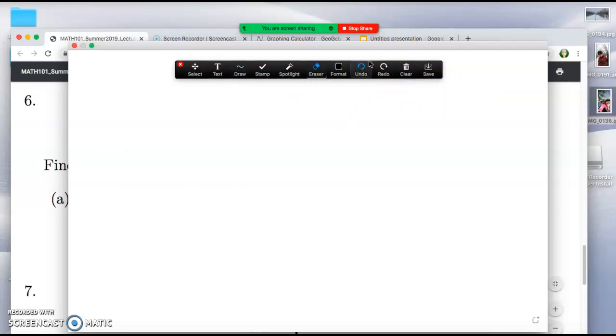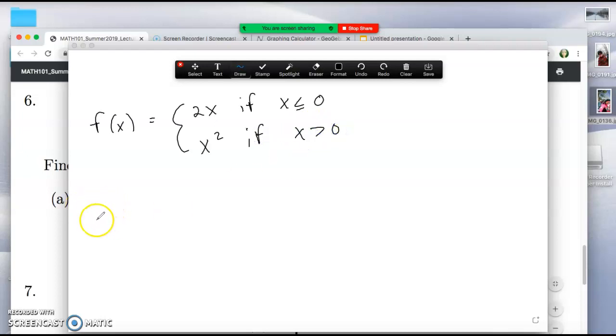We have our piecewise function f of x equals 2x if x is less than or equal to 0, and then x squared if x is greater than 0, and then they want us to find the indicated function value of f at -5. So what this means is, which function can I use to evaluate the value of f of -5?